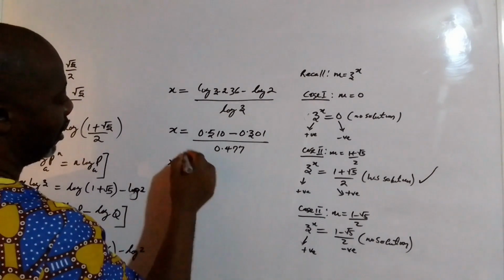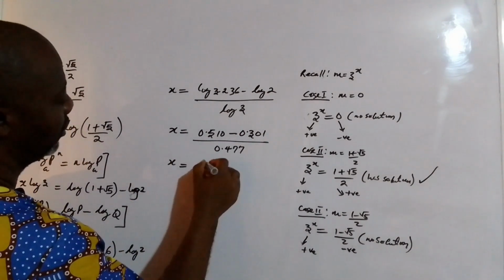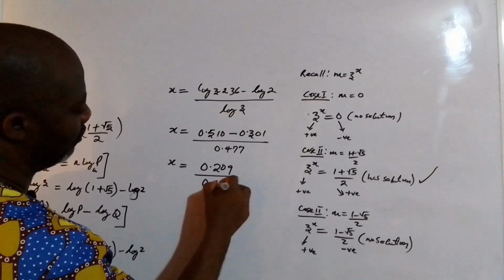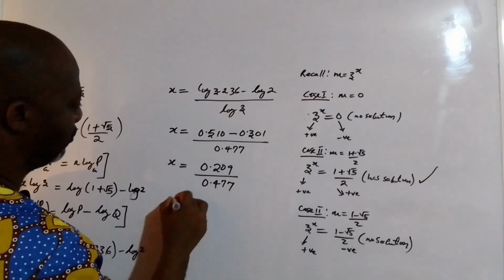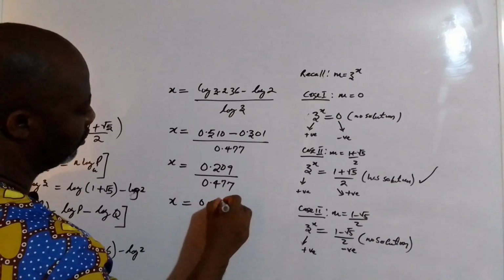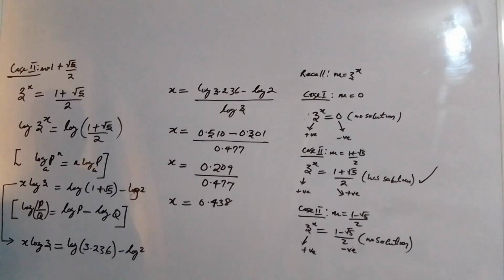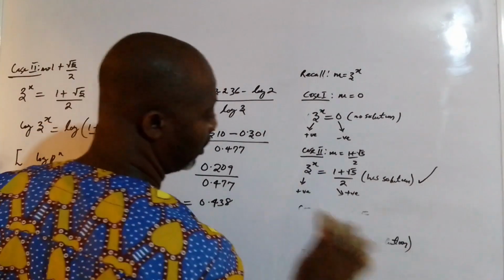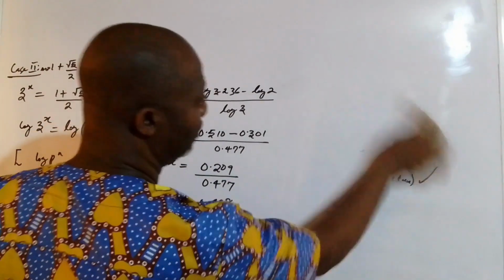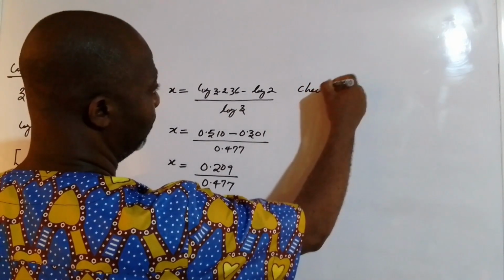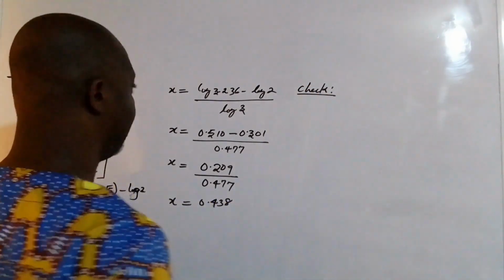So x will be 0.209 divided by 0.477, which gives me 0.438. That will be the real value of x, which is 0.438. We can check this to know whether the value of x is correct. So let's just check. You can say verify or confirm.